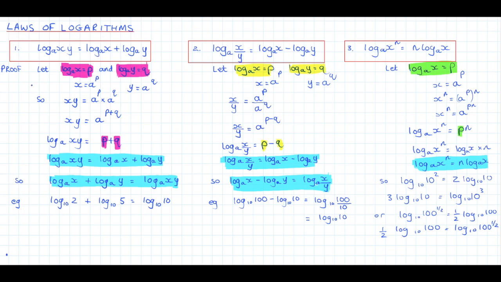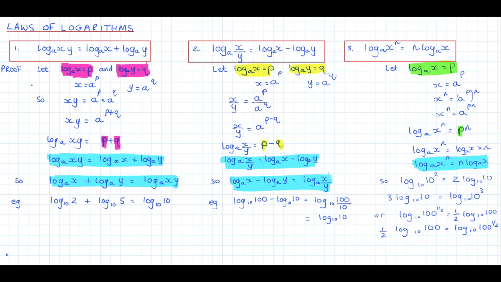So log x to base a equals p, I hope you're happy with, saying, well, x has to be equal to a to the power of p. And similarly, if log y to base a equals q, y must be equal to a to the power of q. That was last day's lesson. So if we multiply these, x times y, that's equal to a to the power of p times a to the power of q. Now we know with indices we can add these. So xy is equal to a to the power of p plus q.